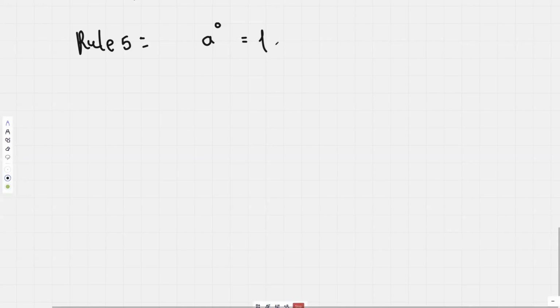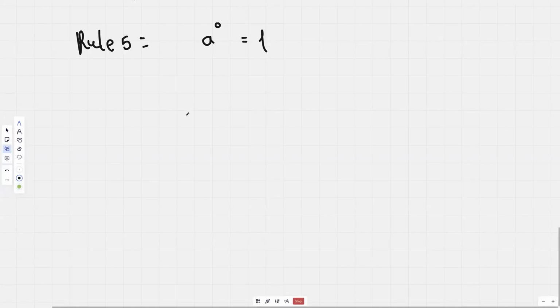And last, we'll have the rule number 5. Rule number 5 is about the 0 power of something. For example, a to the power of 0. Anything to the power of 0 means 1. This is the rule. Anything to the power of 0 is 1. And how many things are multiplying each other doesn't matter. All the things will be cancelled to each other, and then it will be equal to 1.